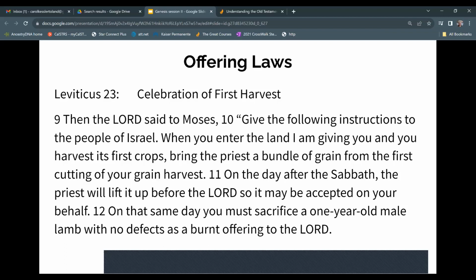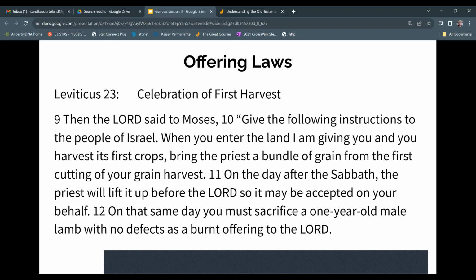So let's think about the book of Leviticus, which is a book of law in the Old Testament. Leviticus and Deuteronomy are the two books that will give most of the laws that Jewish culture lives by.